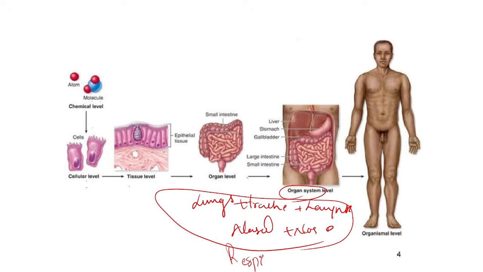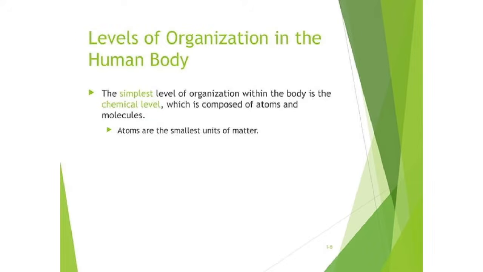Respiratory system, digestive system, reproductive system, muscular system, like that. So many organ systems are there in our body. When all these body systems, organ systems come together, then it is known as organism. Organism, you understood? Okay, this is our levels of organization. Next one, here I am just explaining the same thing in brief. Levels of organization of the human body. Similar to what I told now, the same thing I am going to explain.